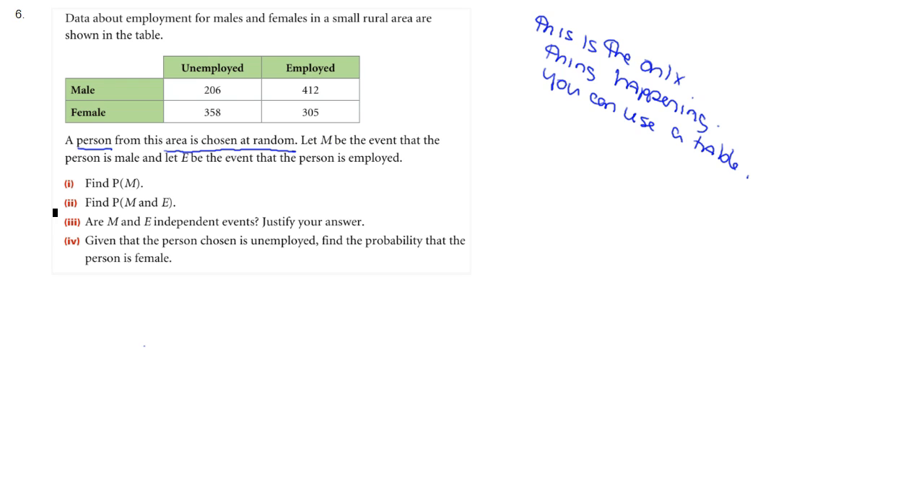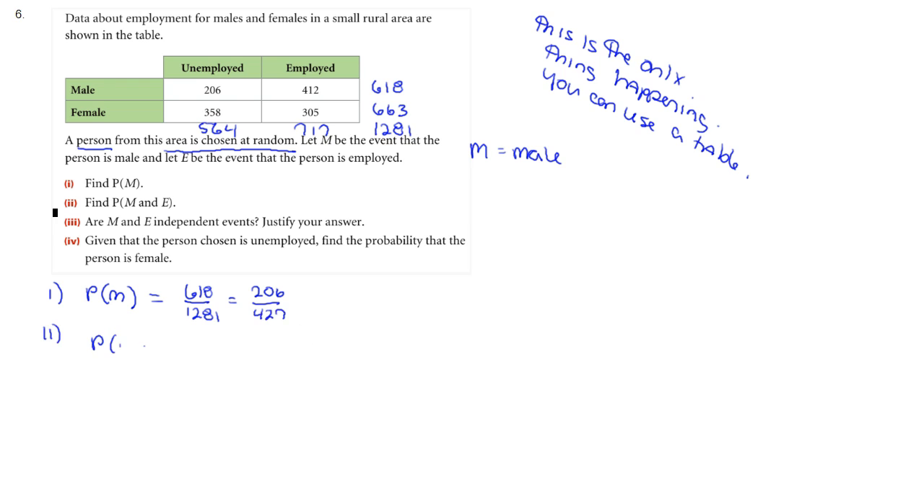All right, so what they want to know, M is the event that a person is male. All right, so that's easy enough. And they want to find the probability of M happening. Well, let's put some totals on these columns and the rows, and then let's make sure everything adds up right. Because all we've got to do is take the men, which is going to be 618, and divide it by the total number of people, which is 1281, and that's going to give us 206 over 427.